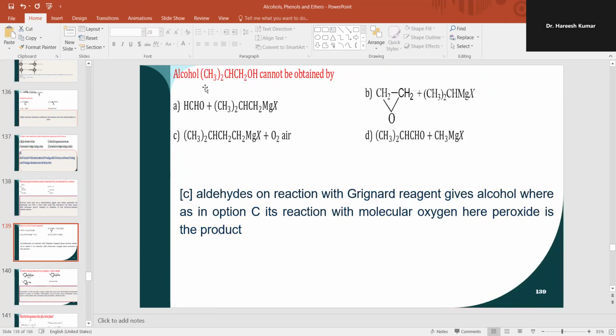Let's take another question. Alcohol cannot be obtained. We know that a Grignard reagent reacting with an aldehyde or epoxide gives alcohol, but a Grignard reagent on reaction with oxygen will give you the peroxide but not the alcohol.